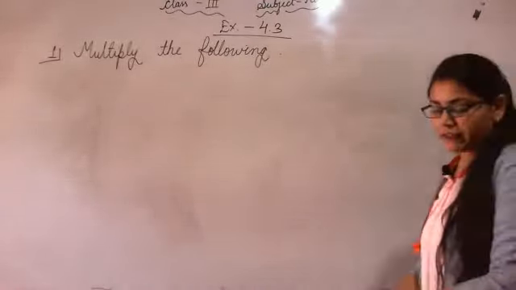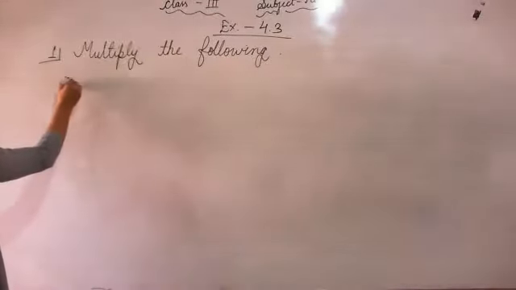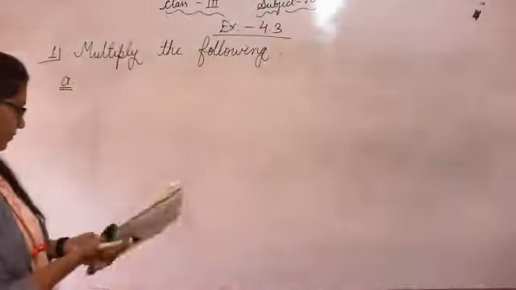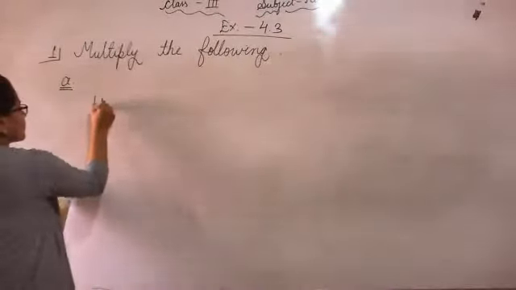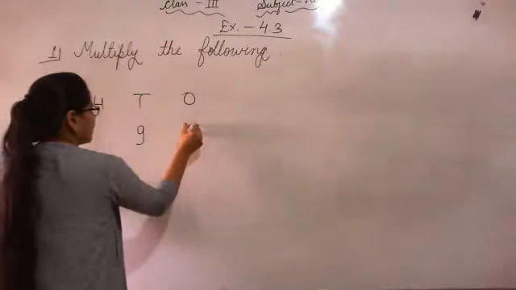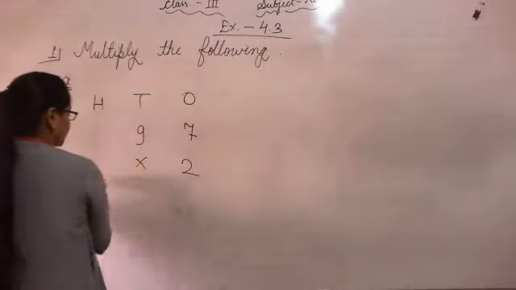Okay, so I hope you have written down the question. So let's start with part A. Part A is 97 multiplied by 2.